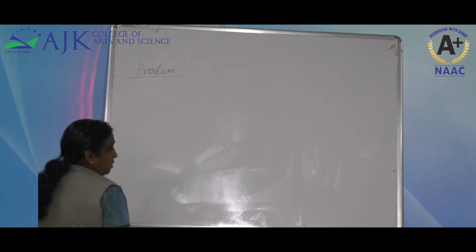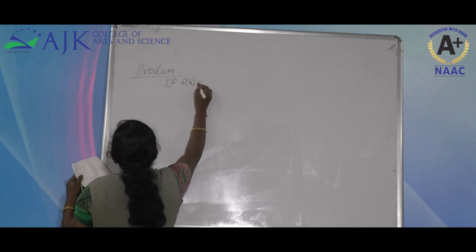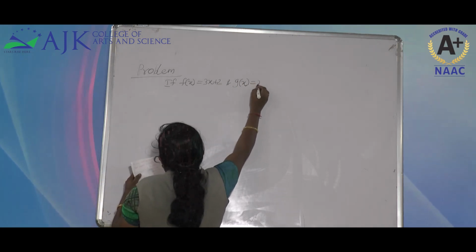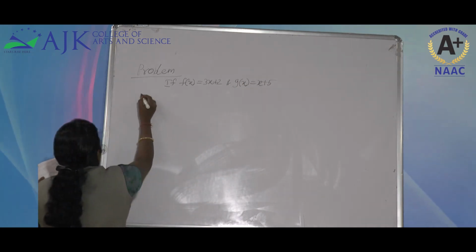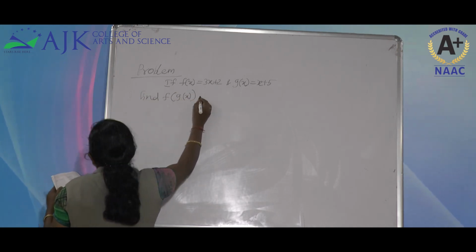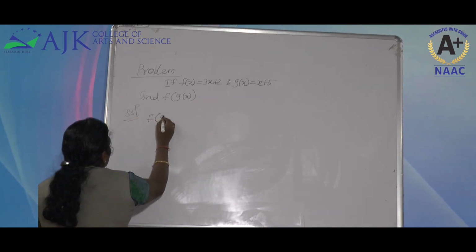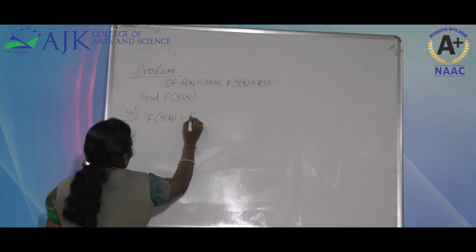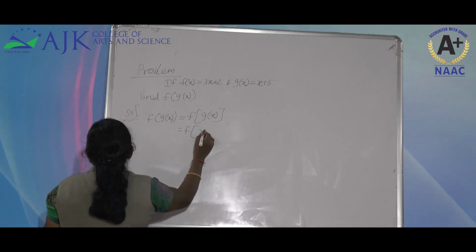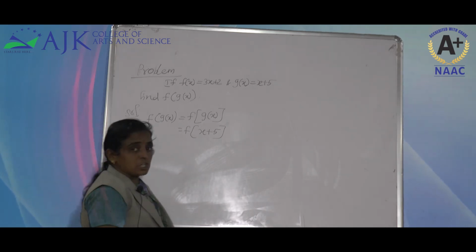Next we will see the problem. Function problem. If f of x equals 3x plus 2 and g of x equals x plus 5, find f of g of x. We have to find the solution. f of g of x equals f of x plus 5. Okay, this is an example for composition of functions.